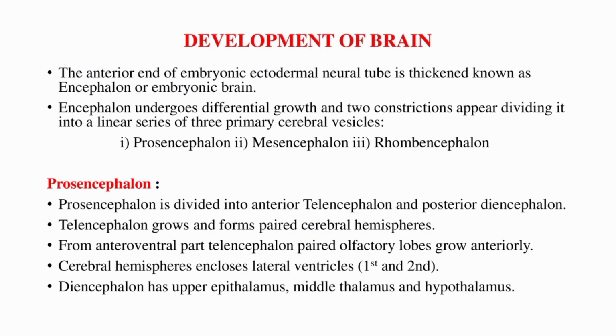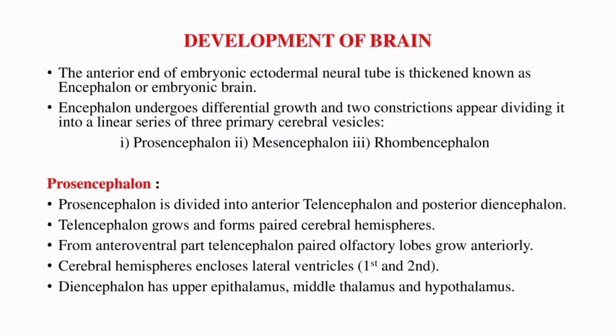Development of brain. The anterior end of embryonic ectodermal neural tube is thickened, known as encephalon or embryonic brain. Encephalon undergoes differential growth and two constrictions appear, dividing it into a linear series of three primary cerebral vesicles. They are prosencephalon, mesencephalon and rhombencephalon.